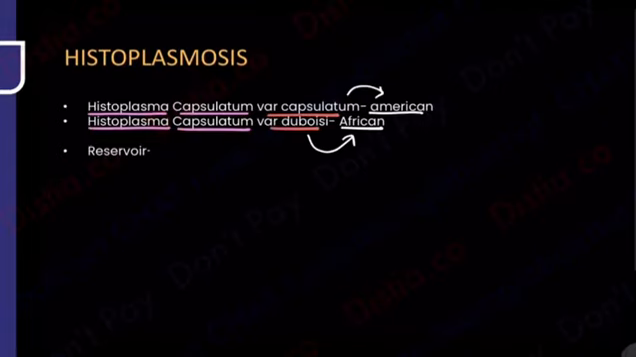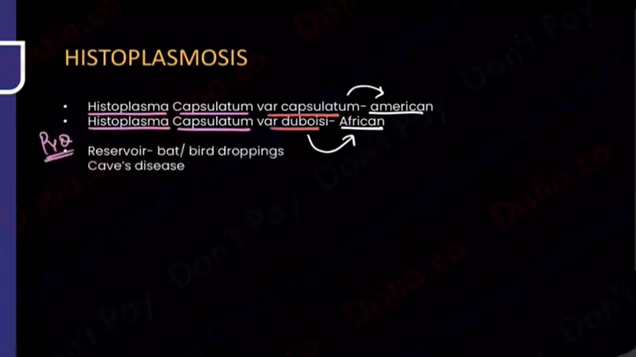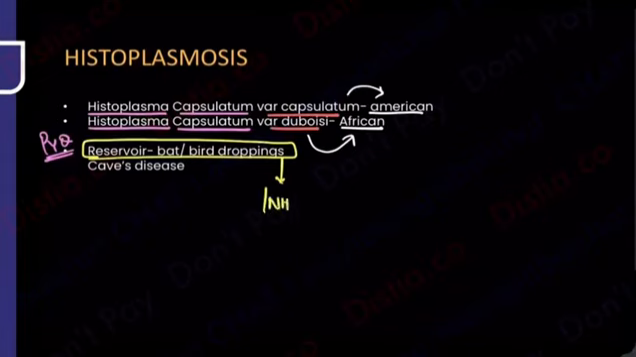Now, please remember, there's a very famous previous year question regarding the reservoir of histoplasmosis, and this is very commonly seen in bird or bat droppings. How does it actually come to us? It comes to us by inhalation from these bird or bat droppings, and that is why bats, where will you find bats? You will be finding them in the caves. So one of the other names for histoplasmosis is caves disease.